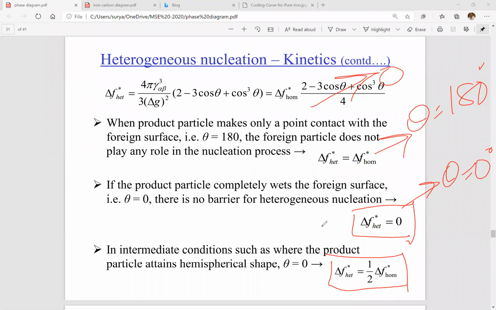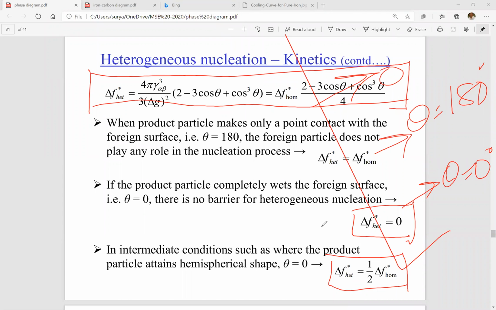So this is the equation for the homogeneous and the heterogeneous nucleation energies. And there are three conditions: when theta is 0, when theta is 180 degree, and when the product particle attains a hemispherical shape. For hemispherical shape, this is the formula. When the shape of the particle is hemispherical, the heterogeneous free energy equals half of the homogeneous free energy.